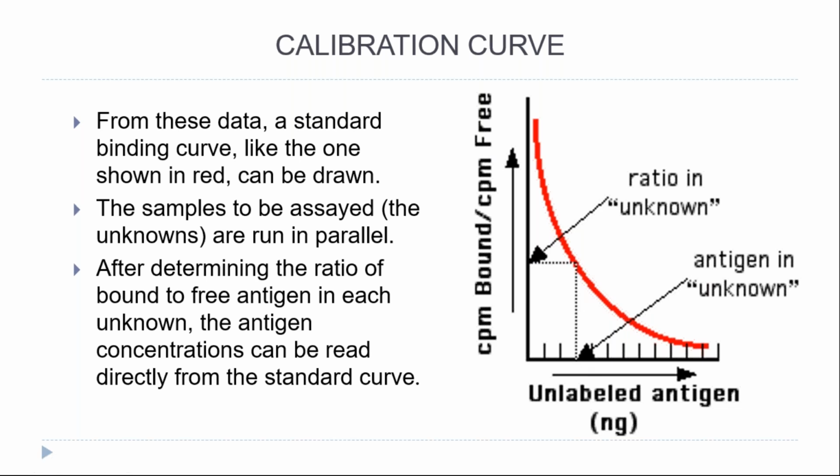So radioimmunoassay is a form of competitive ELISA, where the radio-labeled antigen and the unlabeled antigen compete for the antibody, and from the ratios of the bound to unbound, you can calculate the amount of analyte. So after determining the ratio of bound to free antigen in each unknown, the antigen concentrations can be read directly from this standard curve.